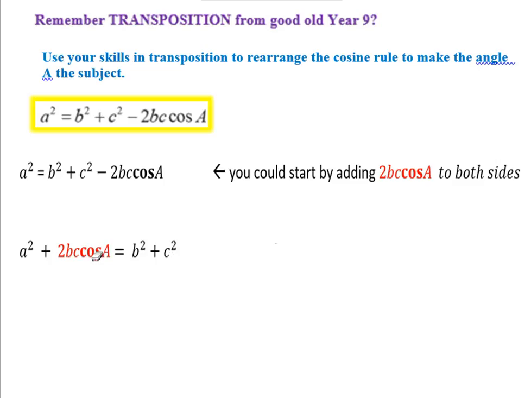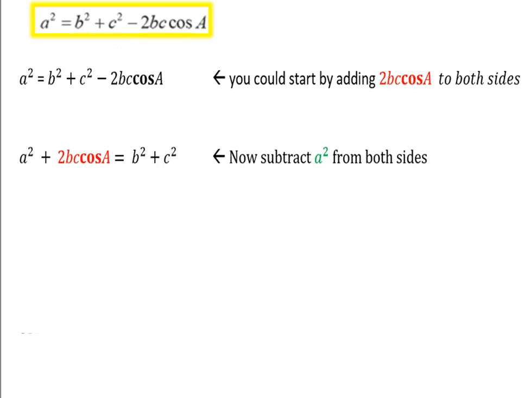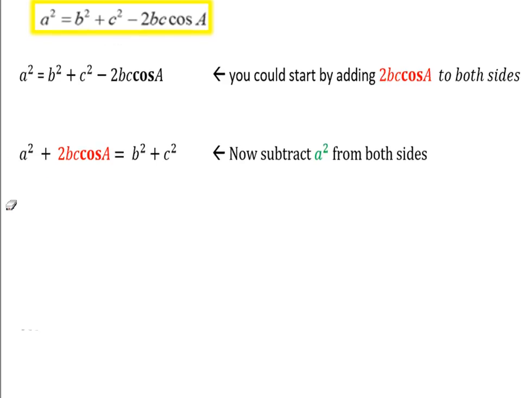What would we do next? I would suggest let's get rid of this by cancelling it out, subtracting a squared from both sides. I'll write that out, a little instruction: now subtract a squared from both sides. So when you subtract a squared from this side, the a squared is no longer there. We just have 2bc cos A equals b squared plus c squared, but remember we've also subtracted a squared to balance it. So subtracting a squared from both sides leaves you with this.